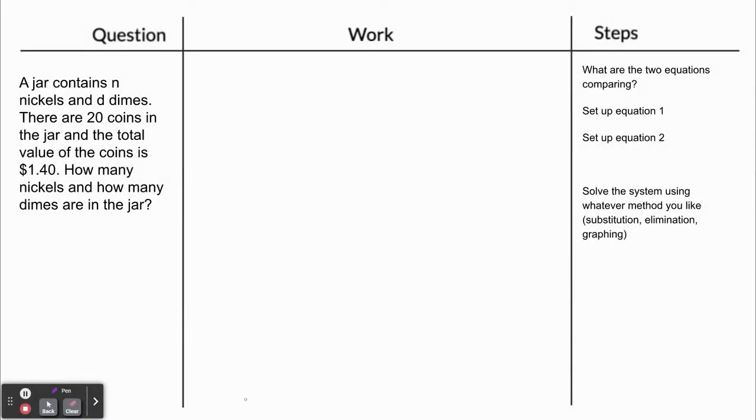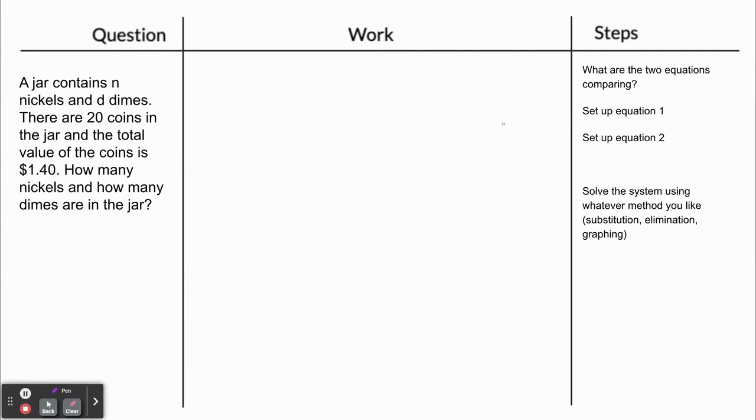We have a jar that contains N nickels and D dimes. There are 20 coins in the jar, and the total value of the coins is $1.40. How many nickels and how many dimes are in the jar? So we're trying to create a system of equations to help us answer the question.